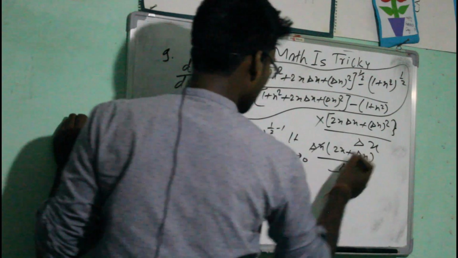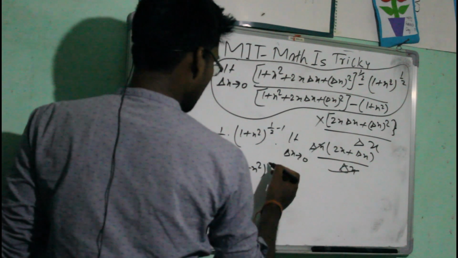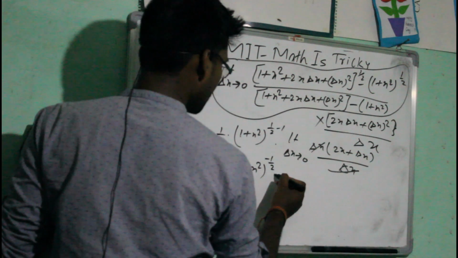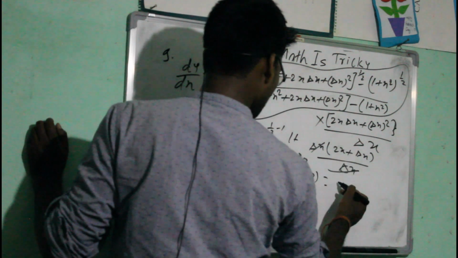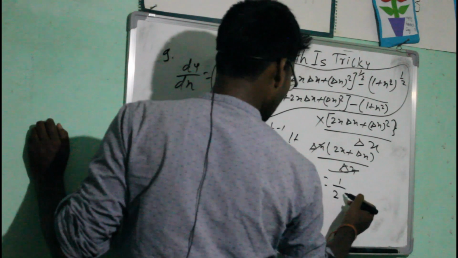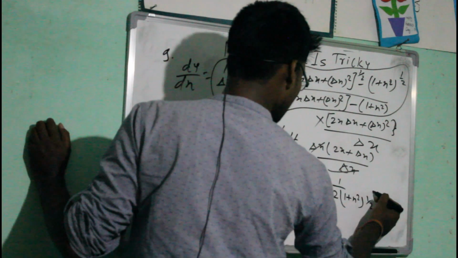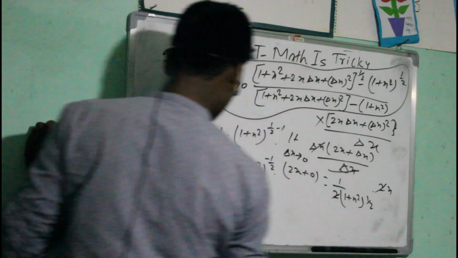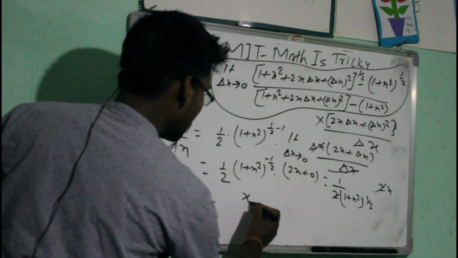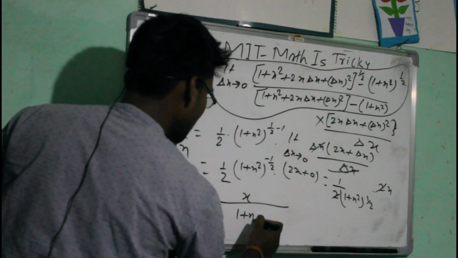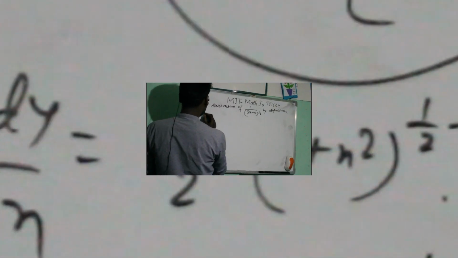So delta x cancels, and we get simply 1 by 2, (1 plus x square) to the power minus 1 by 2, times 2x plus 0. That is 1 by 2 (1 plus x square) power 1 by 2 into 2x. The 2 and 2 cancel, so we have the answer: dy by dx equals simply x by (1 plus x square) whole power 1 by 2. That's our answer.